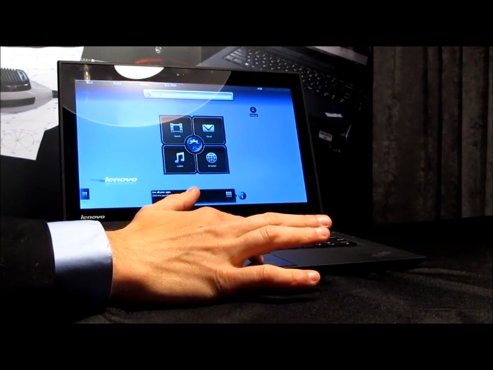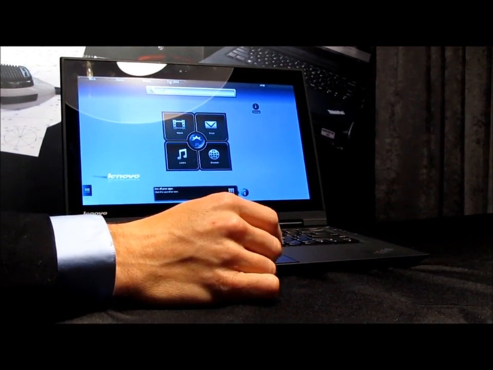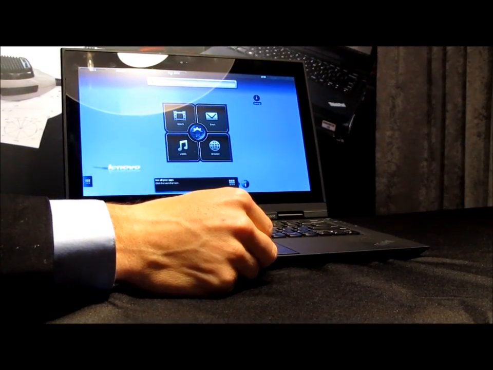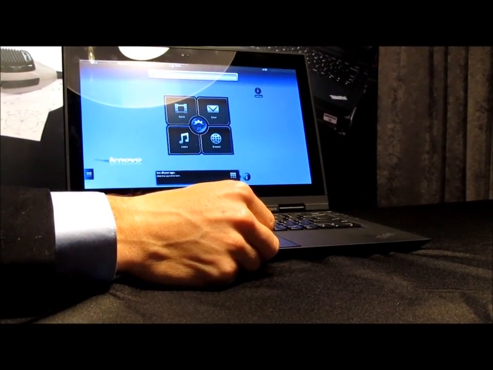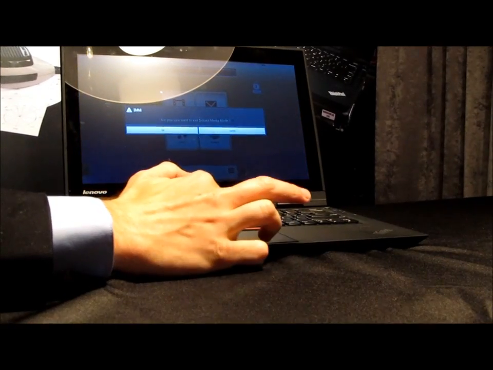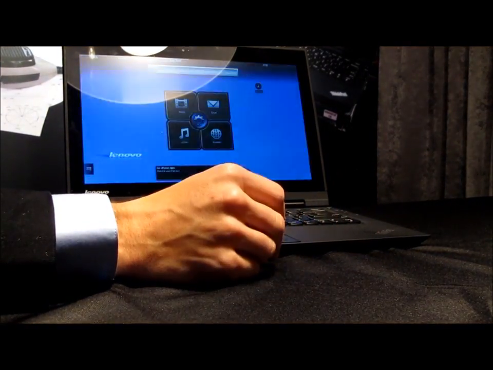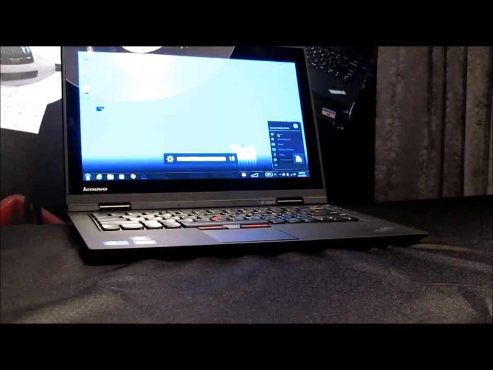So what I'm going to show you is that we're going to go back into Windows, and that one in about 1.5 second switch, you're going to see the same thing as we go back into Windows. So I'm going to hit Instant Media Mode. It's going to ask me, am I sure? Say yes. In about 1.5 seconds, you're back in Windows.